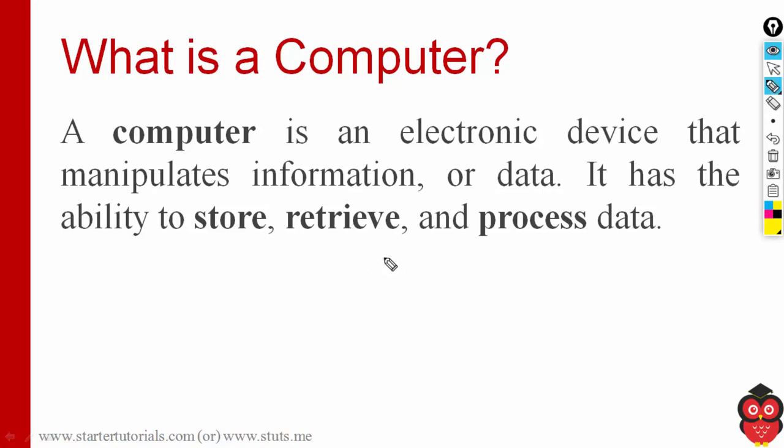So let's see what is a computer. A computer is an electronic device that manipulates information or data. Why is a computer called an electronic device? A computer is built using several electronic devices like transistors and also other electronic devices like diodes. Since electronic devices are used to make computers, that is why a computer is called an electronic device.